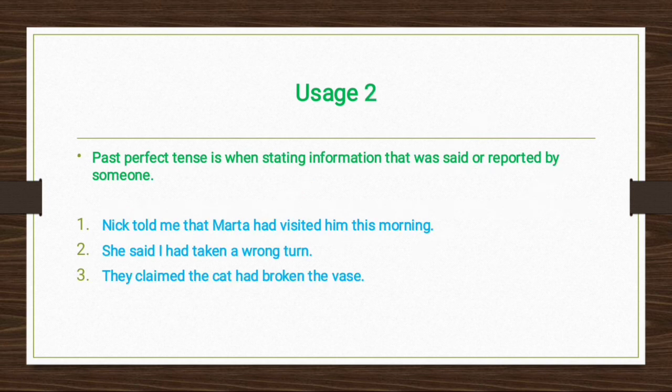Usage 2. Past perfect tense is used when stating information that was said or reported by someone. Means someone reports, like, Nick told me that Martha had visited him this morning. Means who is reporting to me? Nick. And she said I had taken a wrong turn. Who said? She. Now that may be Catherine, that may be any girl. The same, the third one, like they claimed the cat had broken the vase. Who claimed? They claimed.